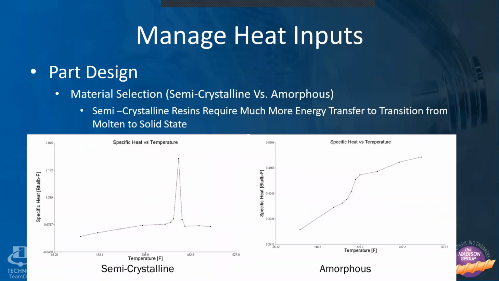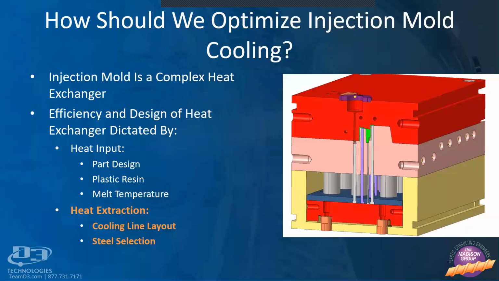From a material selection standpoint, we know that for semi-crystalline materials, we require more energy to get that part from a molten state to a solid state. Here we'd be in a molten state. We can see that we have to really take a lot of energy out of this material in order to get it into a solid state, whereas with amorphous material, maybe less energy and less variation over time. So we've got to pay attention to the materials. Amorphous materials will probably be able to cycle faster than semi-crystalline materials.